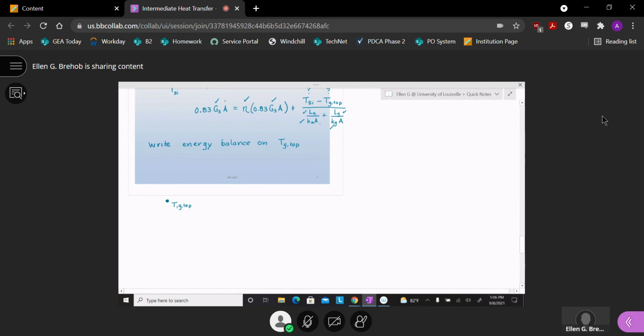So this is my top of the glass. And coming into that, and I'll scan up to the figure in just a minute, I have what I've already defined as moving up that resistance network, Q top. I have 10% of solar radiation times area. And I have Q radiation and Q convection.